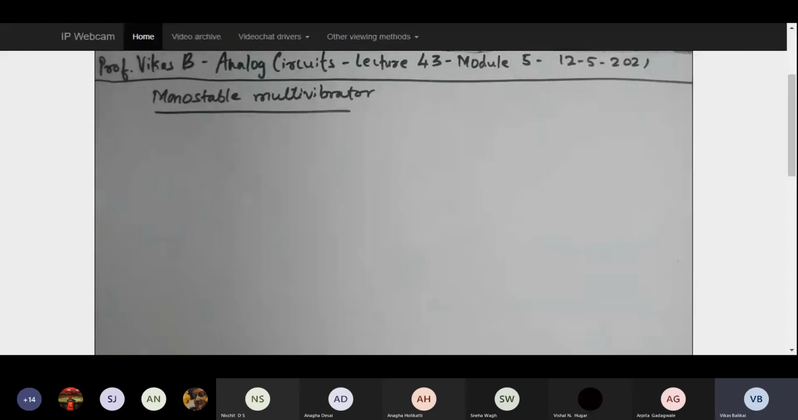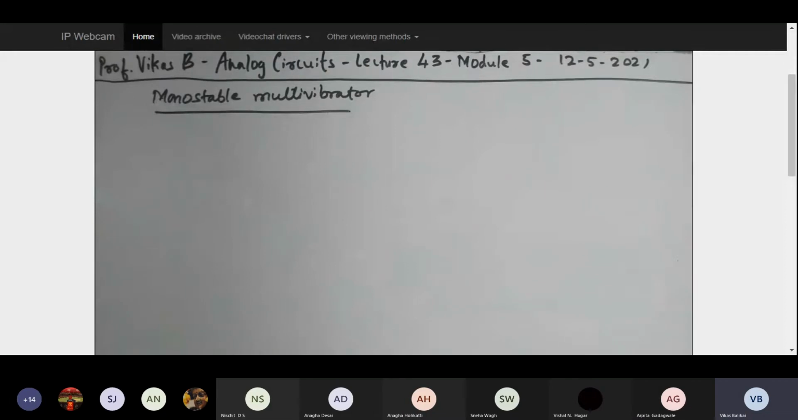So yesterday, as a part of introduction, I gave you an introductory note about the multivibrators. Basically, these are the circuits which are used to generate some pulses, specifically used in some oscillators, or specifically in order to generate the clock pulses.